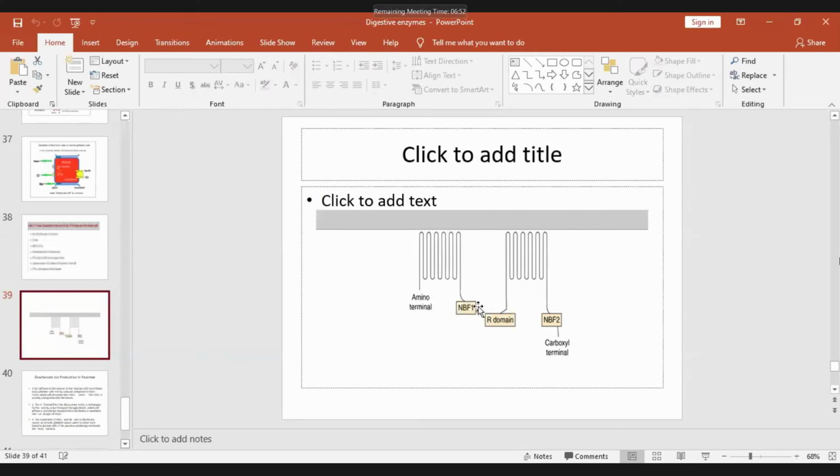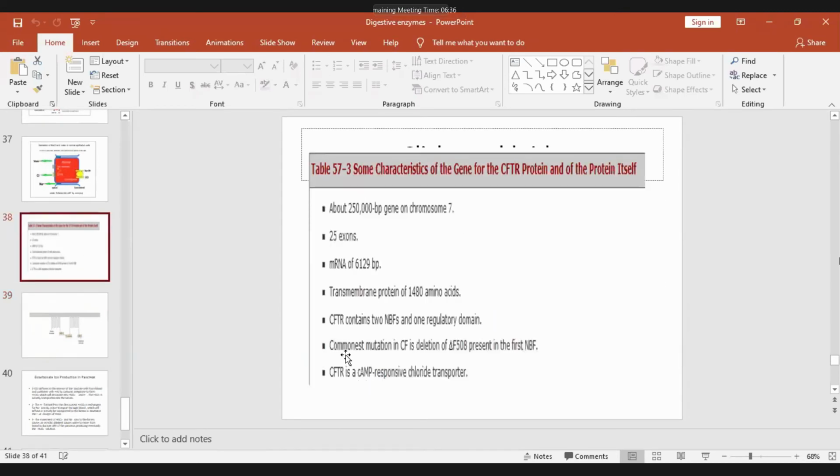So what is happening here in cystic fibrosis? The mutation is present at the 508 position. The F508 deletion means one amino acid will be removed. That is phenylalanine. Other mutations are also there, but the most common mutation is the deletion of the 508 position amino acid, phenylalanine, in this NBF1. That is the genetic basis for cystic fibrosis. Obviously other mutations are also there, but this is the commonest type of mutation that we find in cystic fibrosis disease.